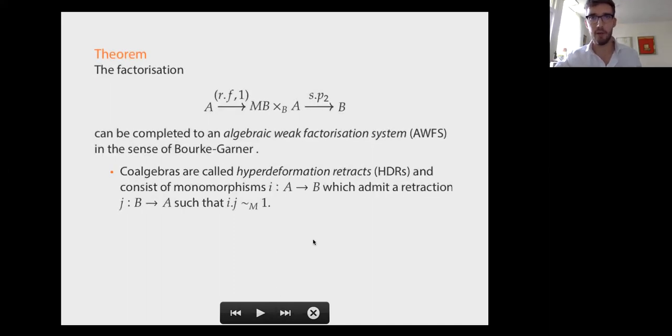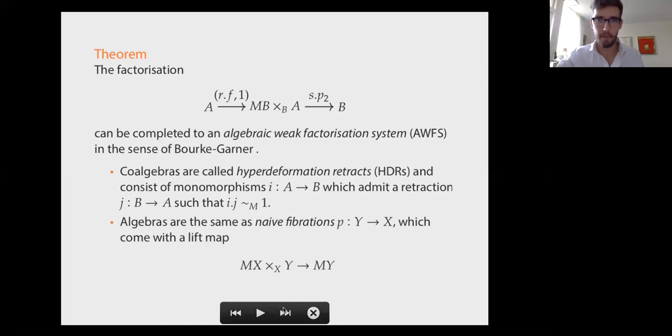So co-algebras are what we call hyperdeformation retracts, and they consist of monomorphisms which have a retraction or a cosection, such that if I first retract and then go back into B, then that is homotopic in some strong sense, given by all the structure we have around, to the identity.